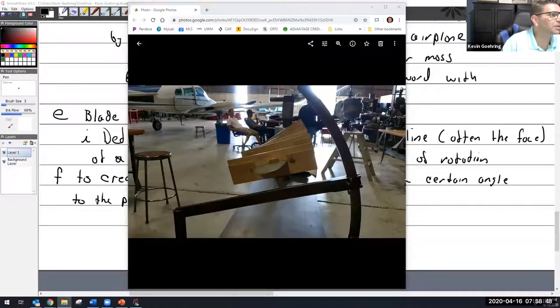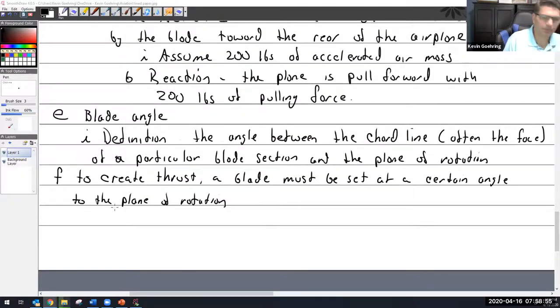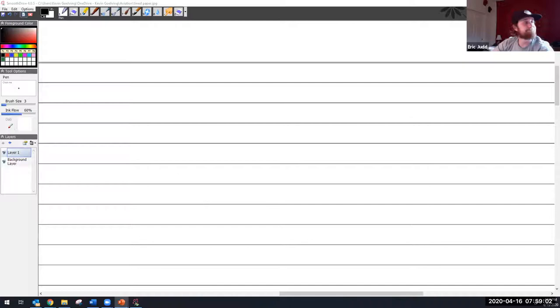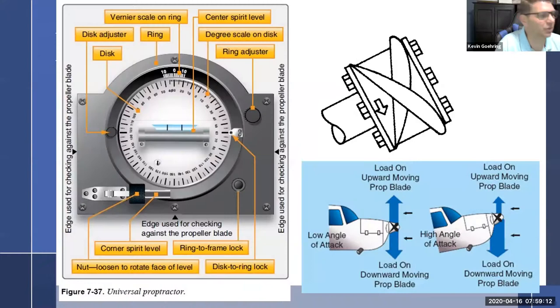Let me see PowerPoint. Okay, I'm going to move over. You guys good? I can't see you. This is a prop protractor. I don't have one with me. We have several of them in the lab, but I didn't bring one. At first glance they're really kind of weird to use, but they're really cool and very accurate. It's kind of hard to explain.